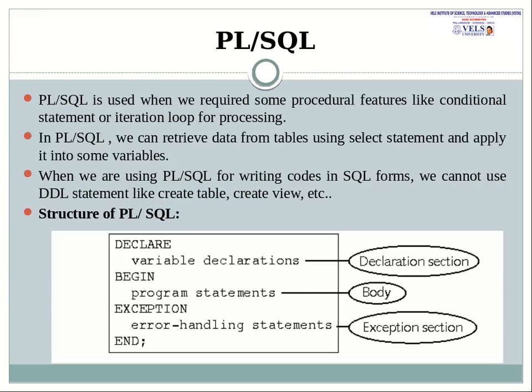Now the structure of PL/SQL. Three sections are discussed in the structure of PL/SQL: the declaration section, the body section and the exception section. The declaration section is the variable declaration, covering the variables declared, the tables used, and program statements. The body section consists of the set of commands implemented for the programming statements, and for exception handling, any exception is handled by the exception handler in the exception section.